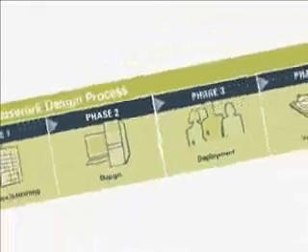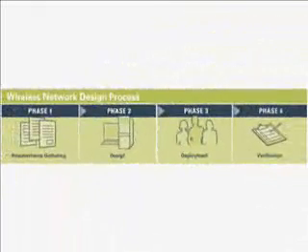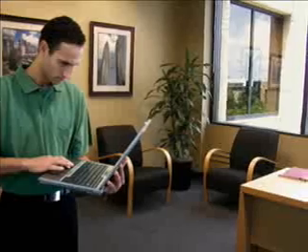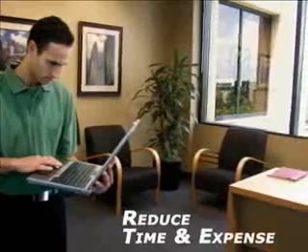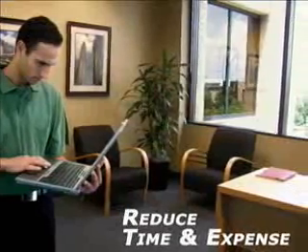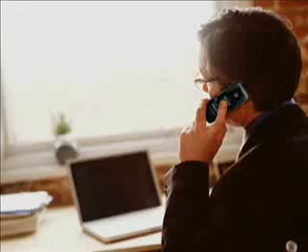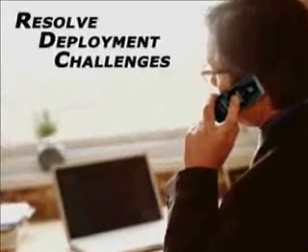Motorola's wireless network design process consists of 4 key phases: requirements gathering, design, deployment, and verification. Companies that use this approach reduce the amount of time and expense involved in network design, decrease the unknowns in the deployment process, and rapidly resolve any post-deployment challenges.